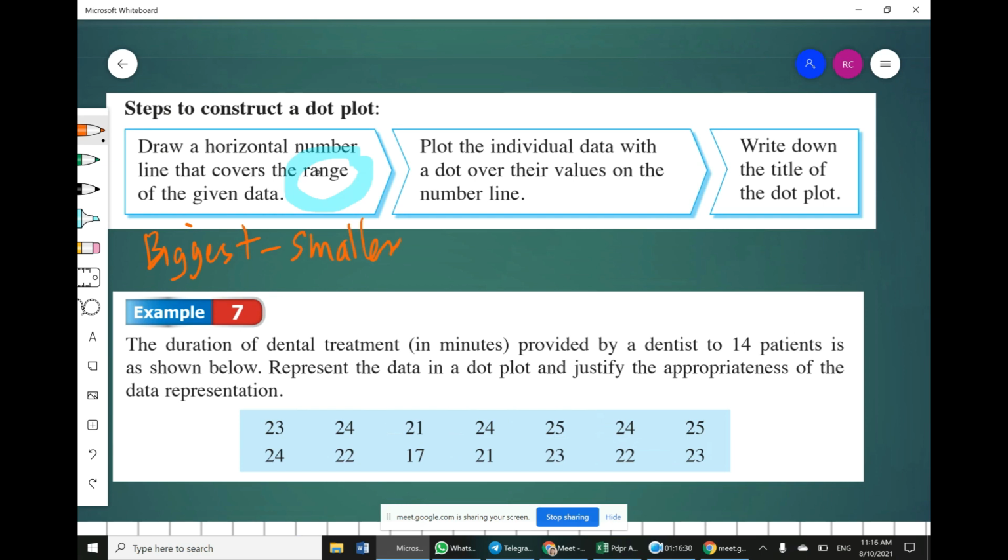Okay, the second step is you plot the individual data with the dot over the values on the number line. So the red dot that you see just now, that is the dot. After that, write down the title. So this is always the last one, the title.